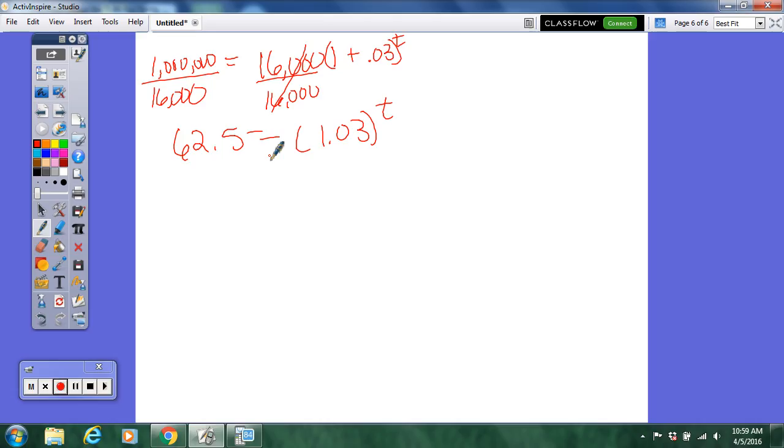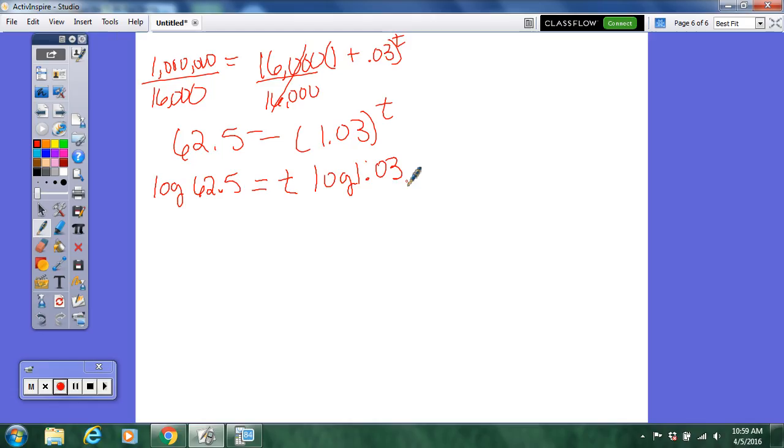But here's what you do. When you're looking for the exponent, you're going to take the log of both sides. So you're going to say log of 62.5. You're just going to write log in front of it, and we're going to press that button. And here's the trick. Pay attention, Reed. See this T? That exponent's going to come down in front, and you're going to say log of whatever's in parentheses here, 1.03.